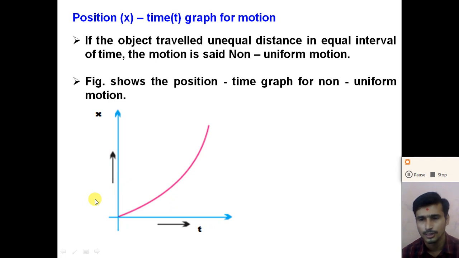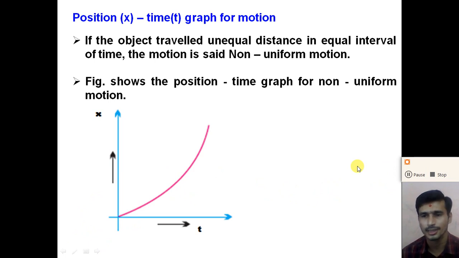So dear student, understand the first use of the position-time graph. What is the first use of the position-time graph? From the position-time graph, we can know the motion of the object: the object is at rest, the motion of the object is a uniform motion, or the motion of the object is a non-uniform motion.